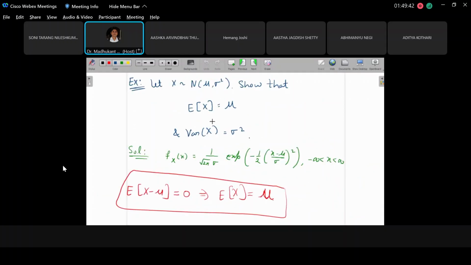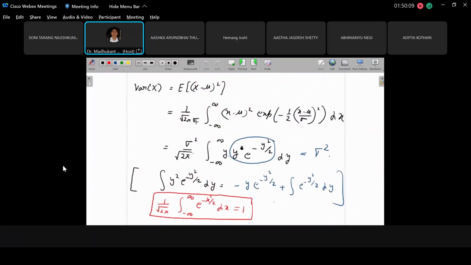For the variance, you can use the definition: variance of x is the expectation of x minus mu whole square, which equals sigma square. Because x minus mu is sitting inside, you can handle this. I am just giving you some of the important points here. So the expectation of x minus mu whole square is 1 upon square root of 2 pi sigma times the integral of x minus mu whole square times f of x. So 1 by root 2 pi sigma is out.